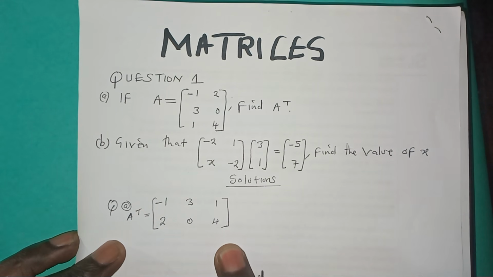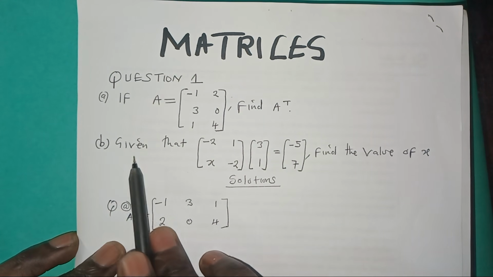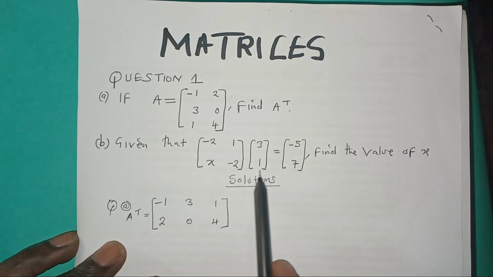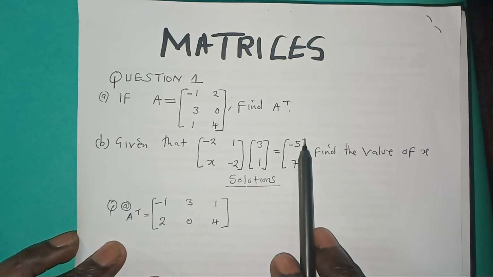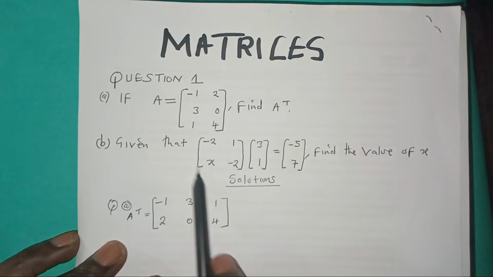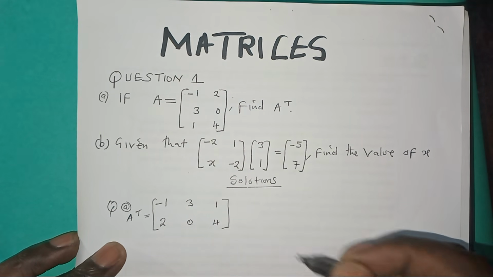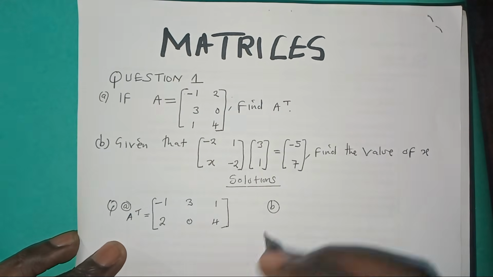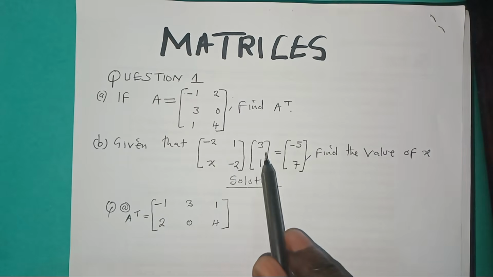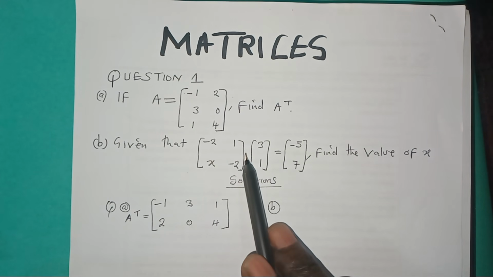Okay, we can now move our attention to the second part of the question, which says, given that this matrix multiplied by this other one should be equal to the given matrix here, find the value of x. So how can we find the value of x? For part B, we understand that there is multiplication between the two matrices. That is what we are expected to do.